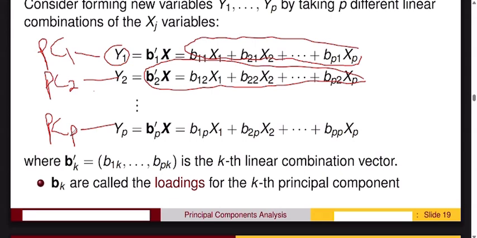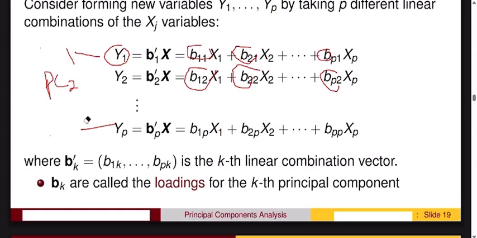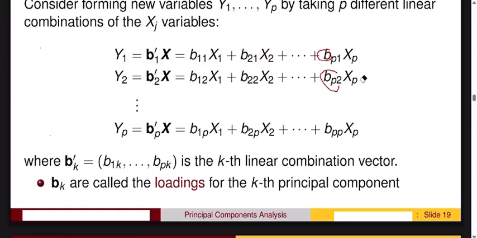Now you're actually going to see that the B11, the B21, the B's, they are the parameters, they are actually the loadings. We call them loadings because they explain how the set of variables load onto the PC. So that's why I call them loadings. Okay, so this is the typical model structure for principal component analysis.